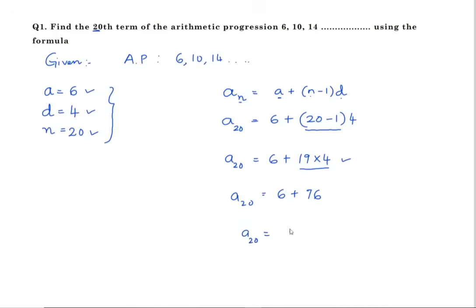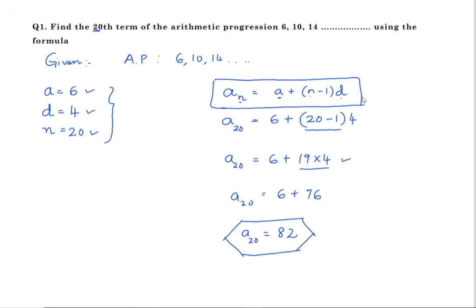Now you can add. a20 equals 6 plus 76 is 82. Therefore, the 20th term of the given AP is 82. Students, first step is to find out the values of a, d and n. Write down the formula. What is the formula? an equals a plus n minus 1 into d.